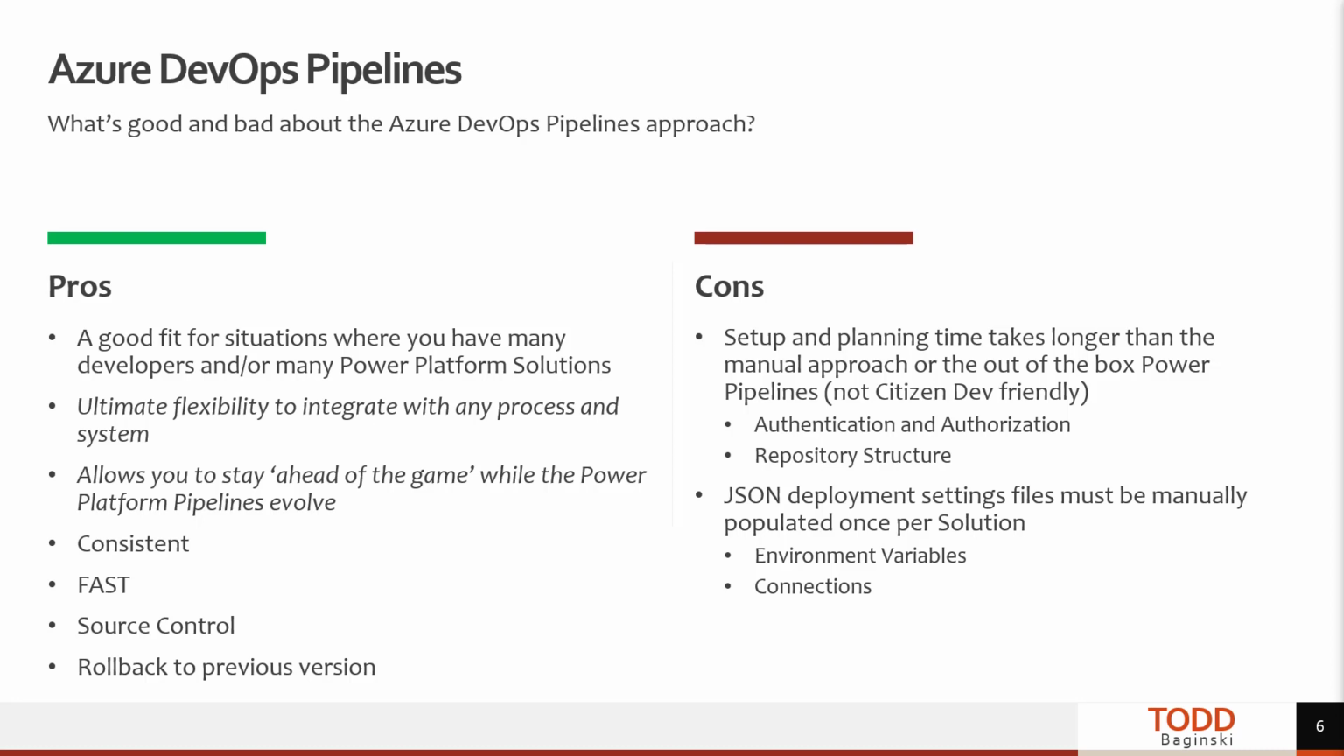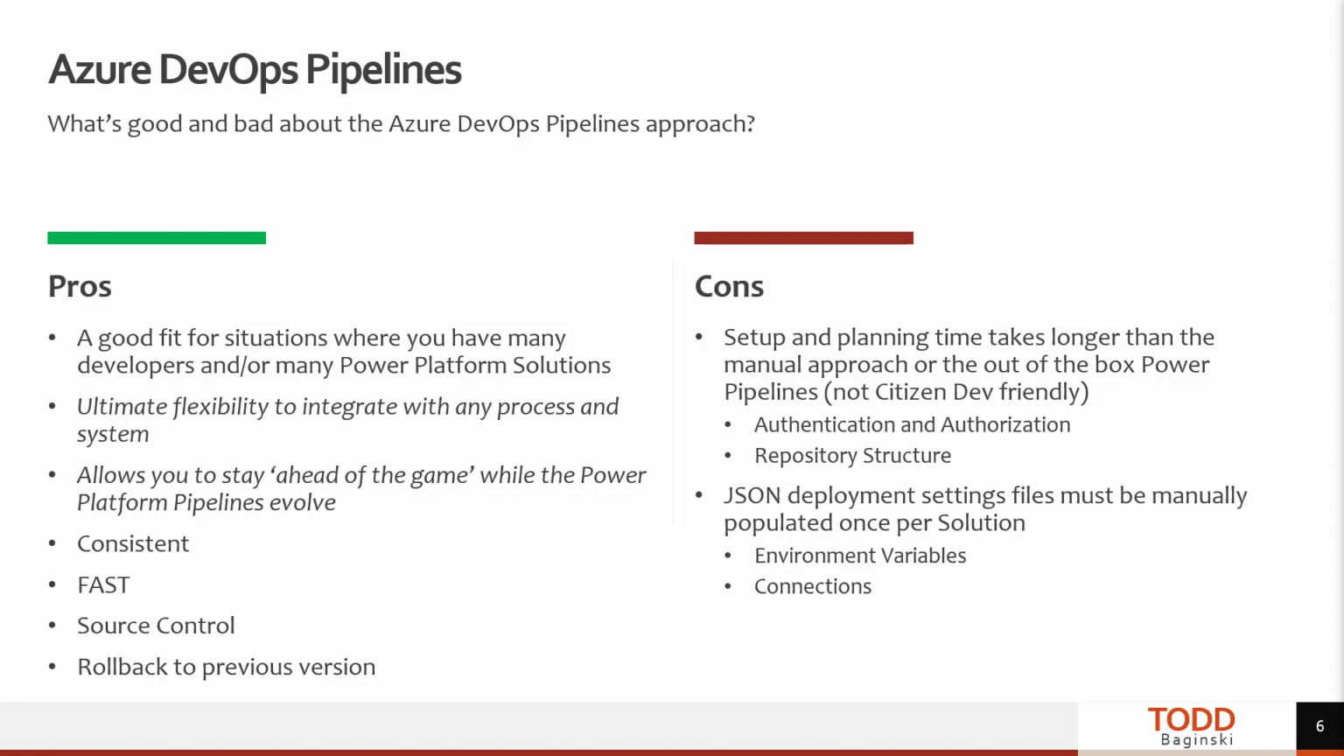There's these things called JSON deployment settings files. And basically it is a JSON file, and that JSON describes the solution. It describes that solution insofar as saying, here are the environment variables and the different connections that my solution relies upon. The neat part about this JSON structure is it actually points to individual instances of environment variables and connections within each environment.